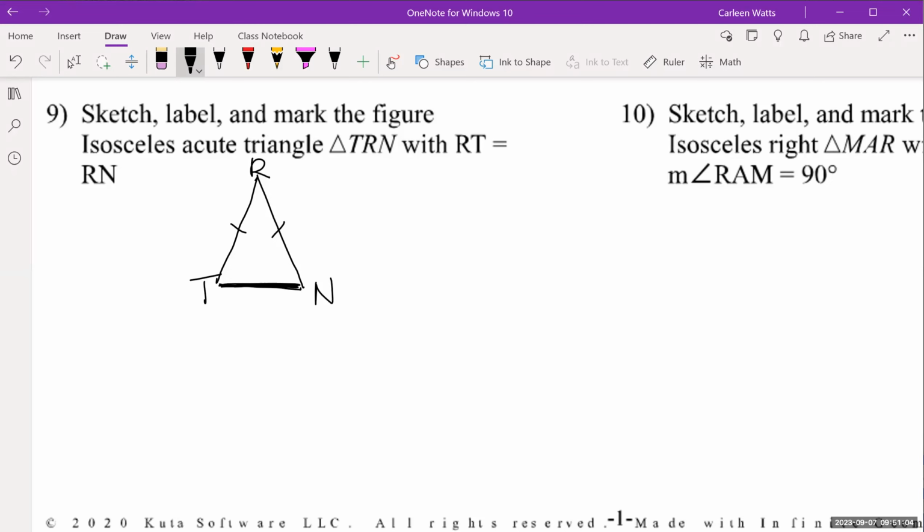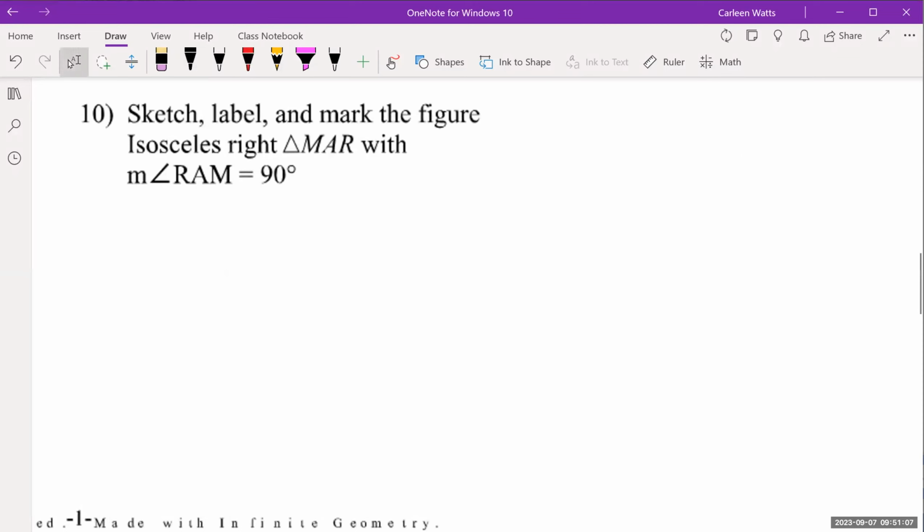Number 10. Okay, isosceles right triangle. Okay, we're going to draw the right angle first. Isosceles right triangle. So I'm going to put a box. So you can't just say that looks 90 to me. You either have to write 90 in there or put a box. That box signifies that that's a right angle, just like the corner of a room should be a right angle. Or the corner of a rectangle should be a right angle.